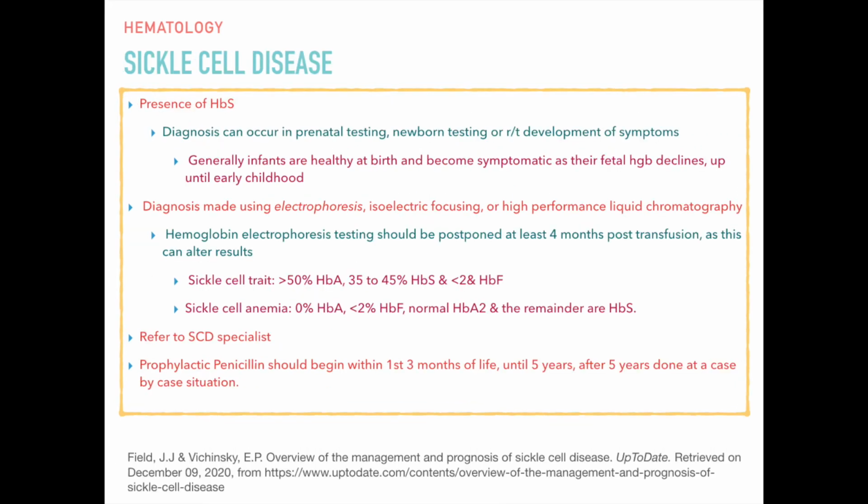So a diagnosis of sickle cell disease is made in the presence of hemoglobin S. Diagnosis can occur at prenatal testing, newborn testing, or related to development of symptoms. Generally, infants, though, are healthy at birth, and they don't become symptomatic until their fetal hemoglobin declines, and that's up until about early childhood. Diagnosis is made generally using electrophoresis.